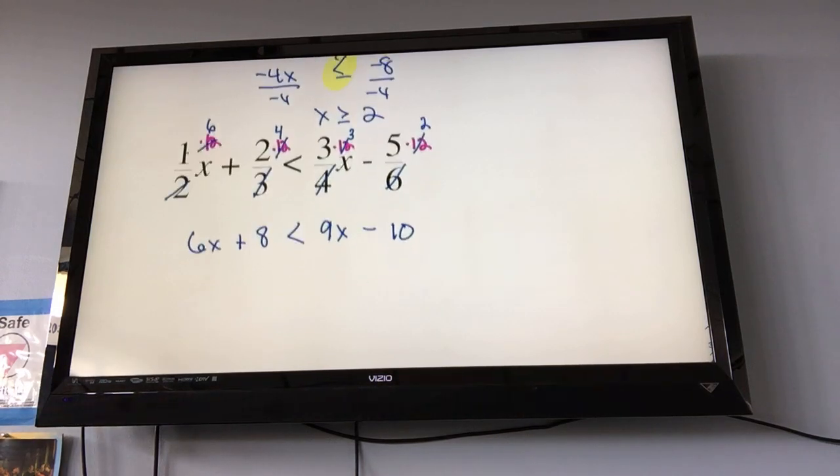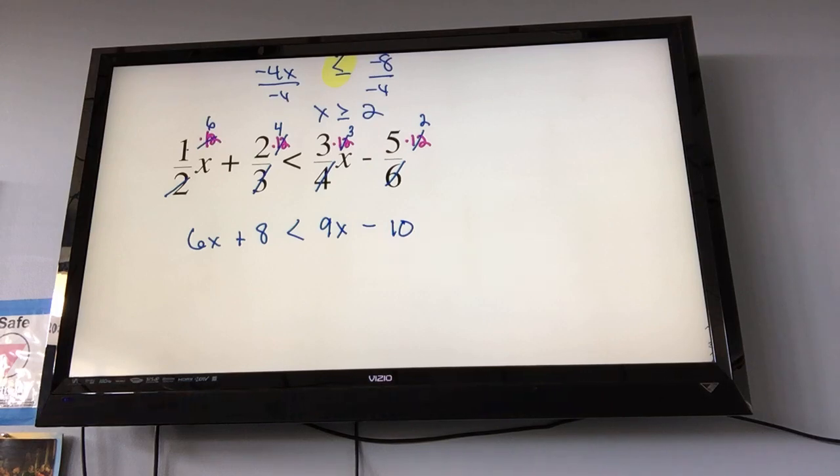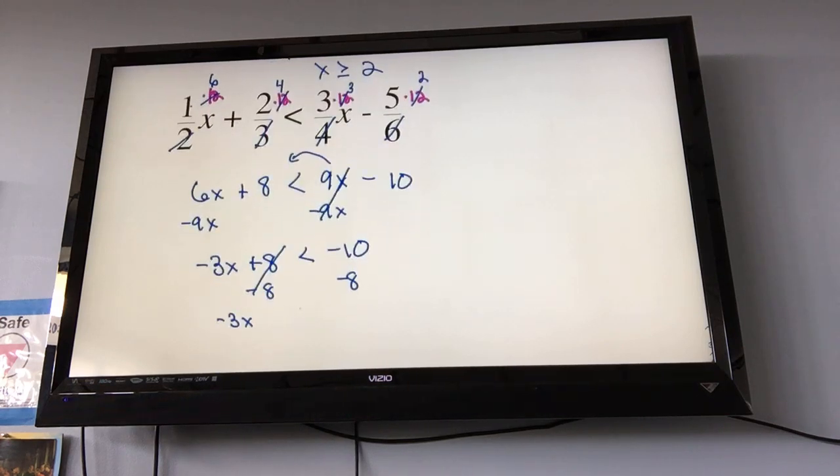I'll keep solving, and then I'll go back and show you how you can do that another way. I'm going to move my 9 to the other side, so I'm subtracting it. So 6 minus 9, negative 3x plus 8 comes down, less than comes down. The 9's cancel, and I have negative 10. And then subtract 8, so negative 3x. Those cancel, is less than negative 18.